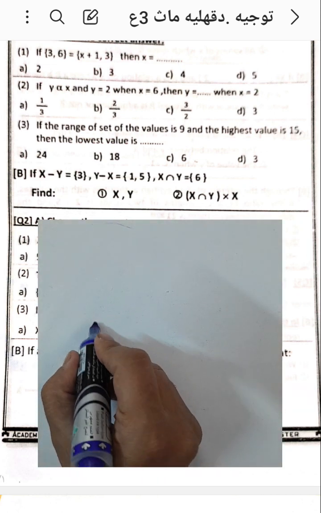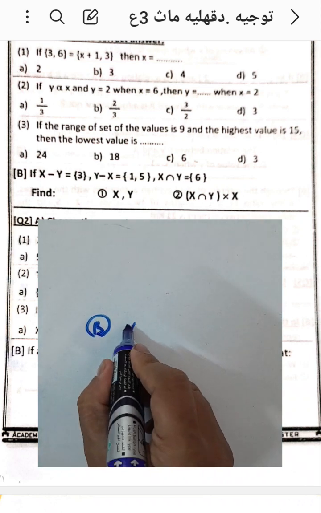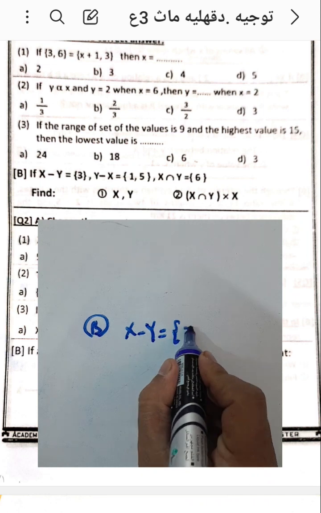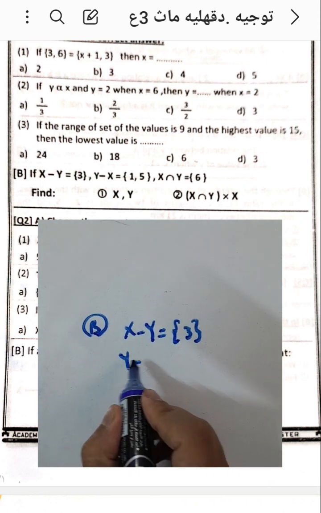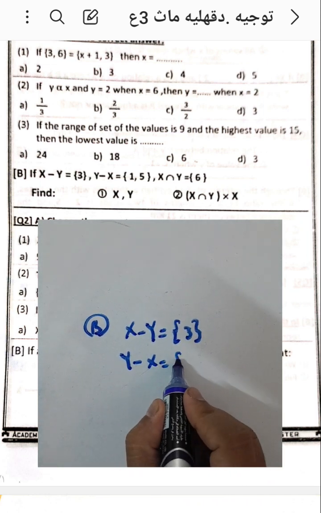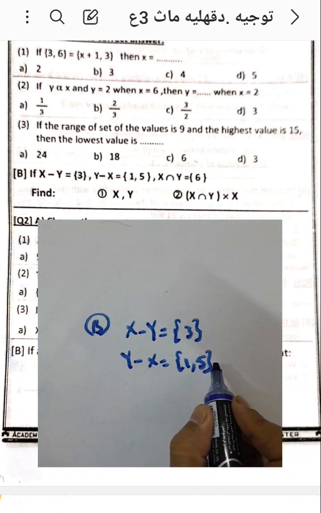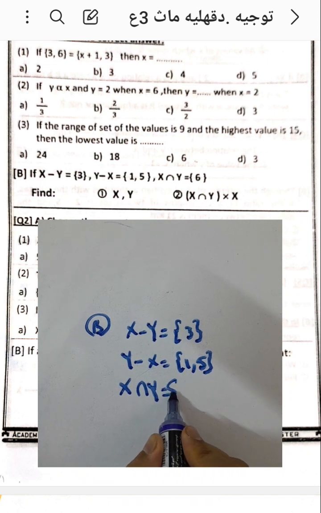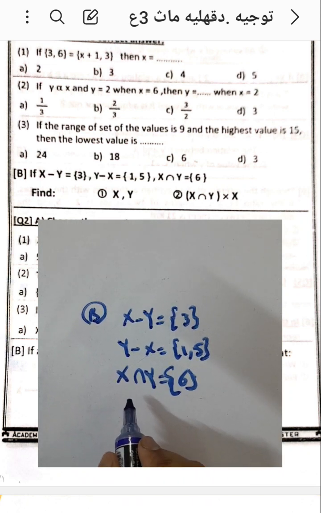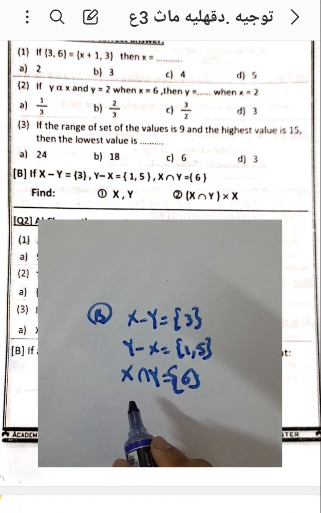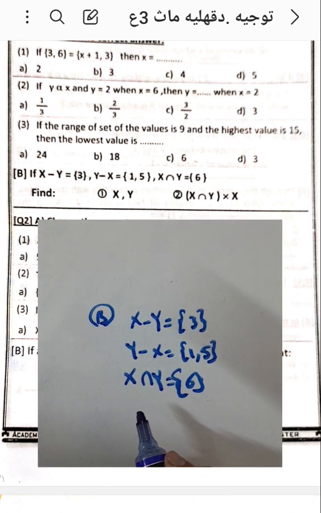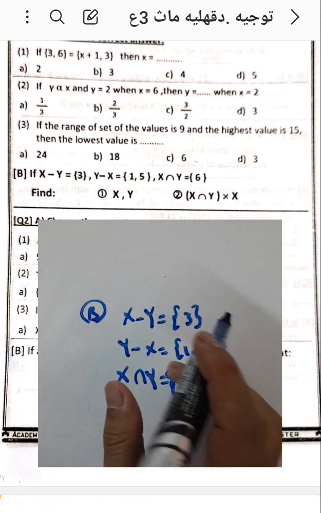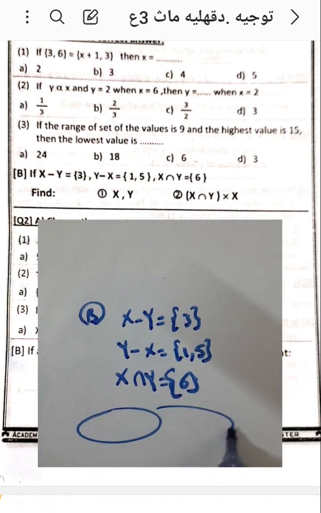Question number 4, letter B. If the difference between x and y equals the set of 3, and the difference between y and x equals the set of 1 and 5, and x intersection y equals the set of 6, you want to find x and y and the intersection between x and y Cartesian product with x. Okay, first we can draw a Venn diagram to solve this example.